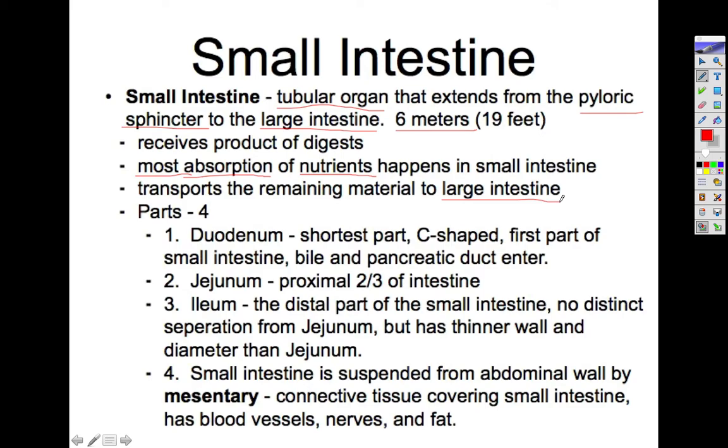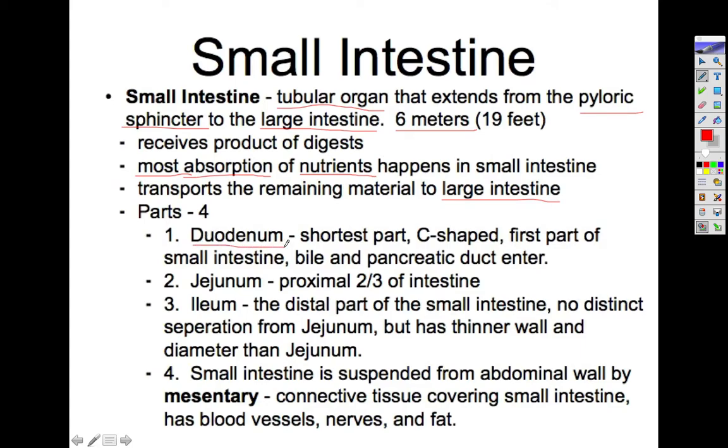There are 4 parts to your small intestine. So 4 is kind of the magic number. 4 lobes of the liver, 4 regions of the stomach, 4 parts of the small intestine, 4 layers of the alimentary canal as well. But 4 parts of the small intestine. The first one's called the duodenum. This is the short part.